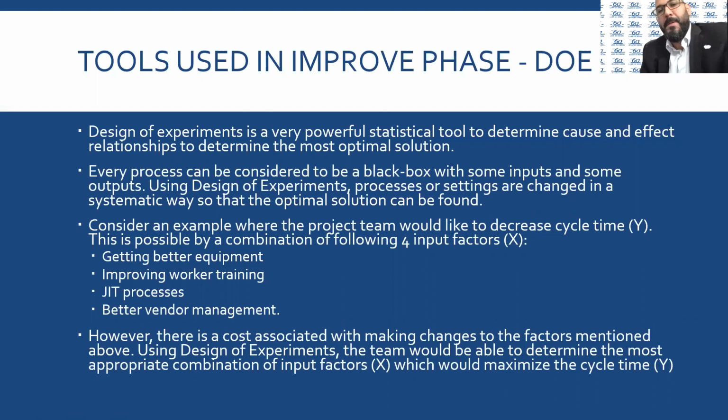The design of experiment is a very powerful tool that we use to determine the cause and effect relationship between different factors, and this tool will help us to determine the optimal solution. Every process can be considered as a black box, so we need to know exactly how this process works. No one knows anything about the black box, so there is some input and output.